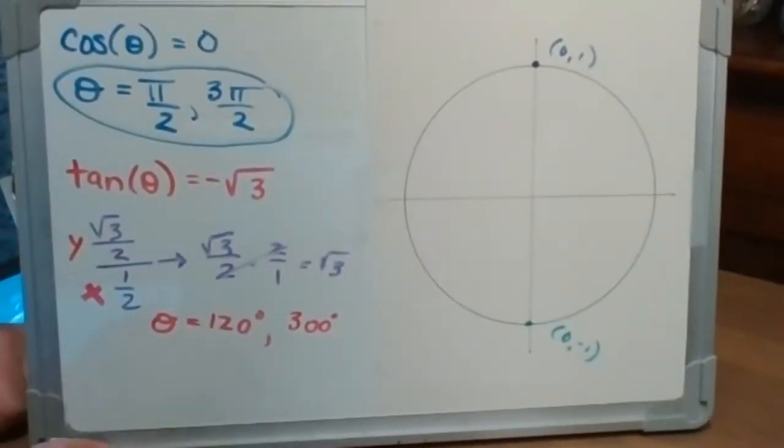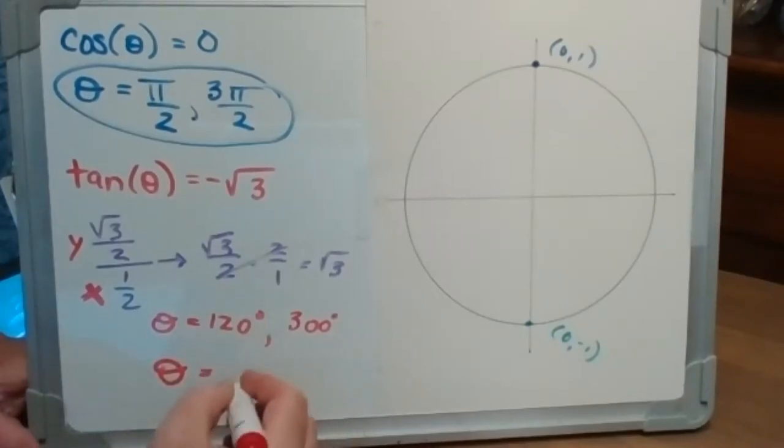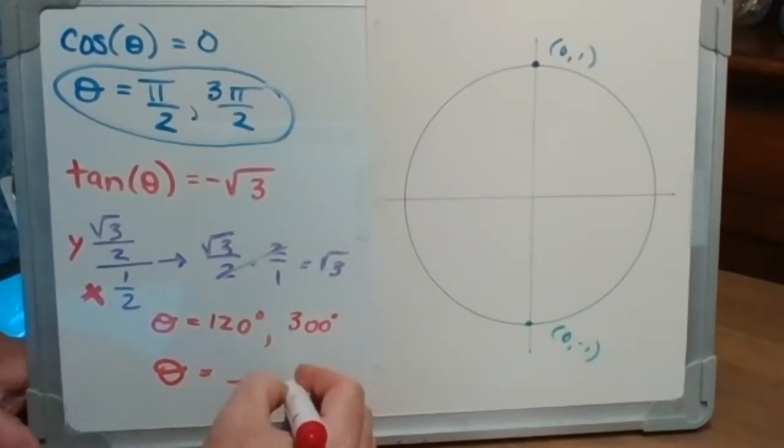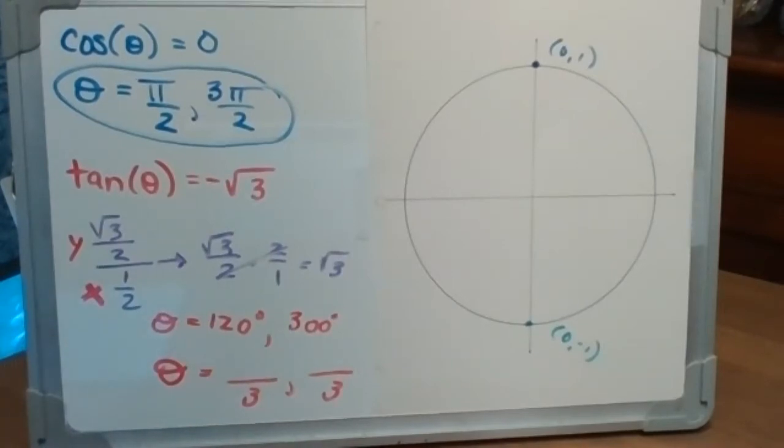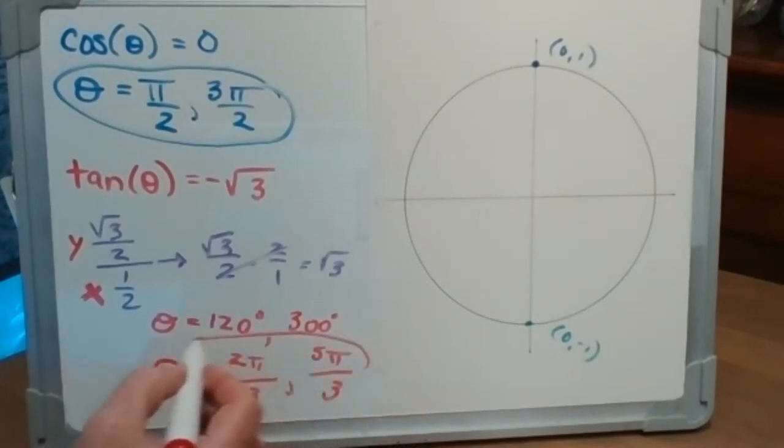but the directions asked us to put it in radian, so we need to get these in radian. Since it had a 60-degree reference angle, what's our denominator going to be? I know they're going to be 3s. I just have to figure out what they are. 120 degrees converts to 2 pi over 3. And 300 degrees converts to 5 pi over 3.